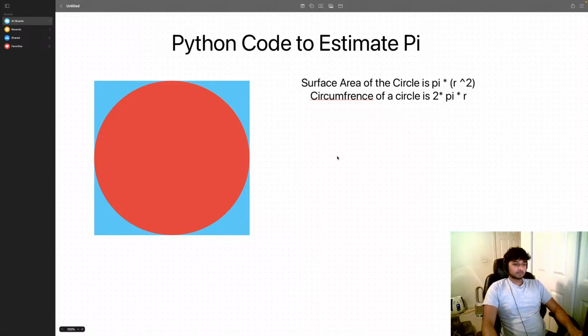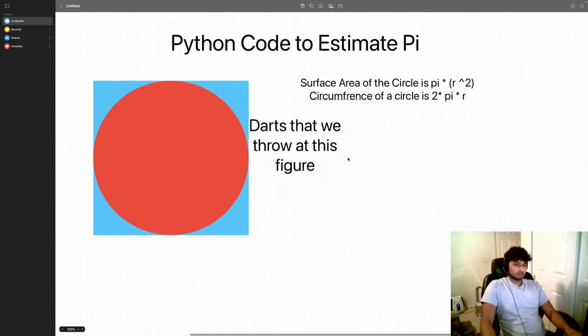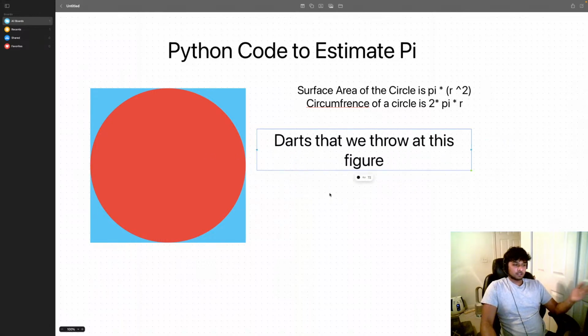We have darts. Darts that we throw at this figure to our left. This is the figure right here.